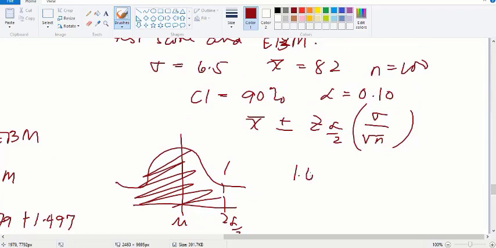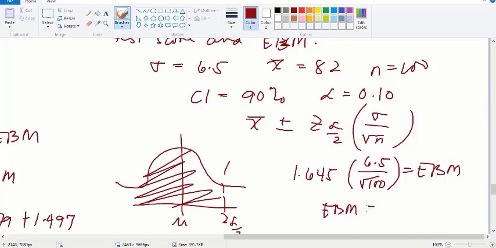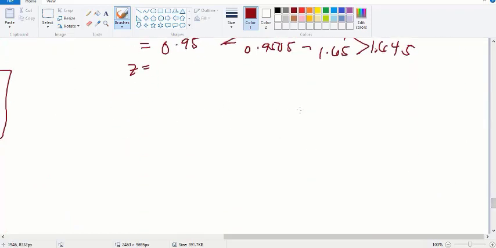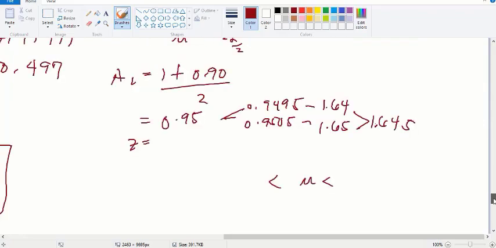So, that is the z value that we are going to use. Lagay lang natin dito, 1.645 times 6.5 over square root of 100. Okay, use your calculator. Ans times 6.5 divided by square root of 100. Okay, so that is 1.06925. So, ang EBM natin, this is the EBM, right? So, EBM is 1.06925.